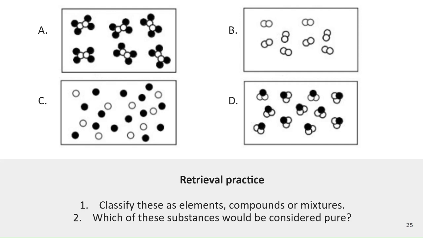So, A. A is a compound, right? It has two different elements. This would be a pure substance. There's nothing else in here. B is an element, because it's the same atom bonded to itself. This would also be pure because it's just these elements. C would be a mixture, because you have different things put together. So it would not be pure. And then D is a compound because we have two different elements bonded together, but it is a pure substance because it's just this set of things over and over again.